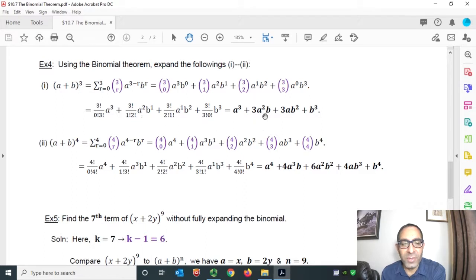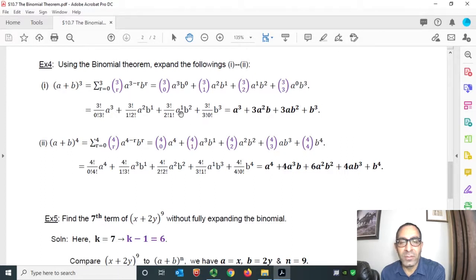And in the last step here, 3 factorial cancels, and since 0 factorial is 1, we have the first term is a cubed, and then plus, 3 factorial can be written as 3 times 2 factorial, and we can cancel the 2 factorials in numerator and denominator. So we have 3 left in the numerator, and in the denominator 1 factorial, which is 1. So 3 over 1 is 3. So 3a squared b.